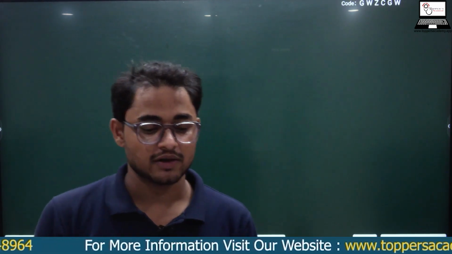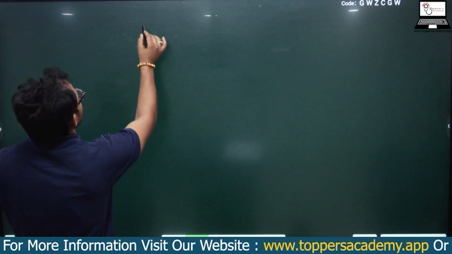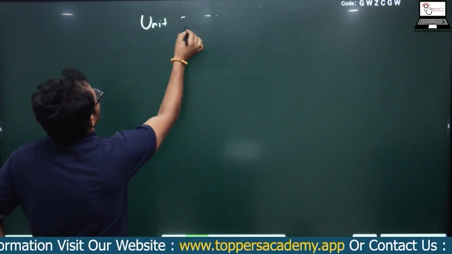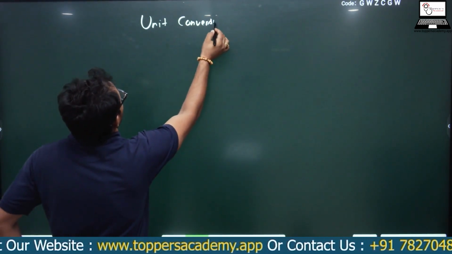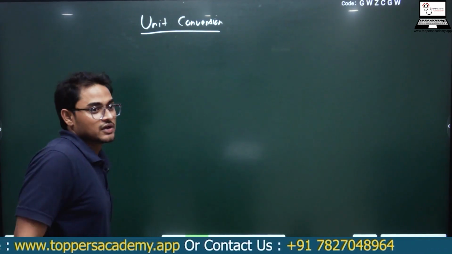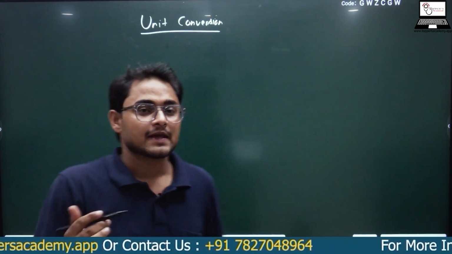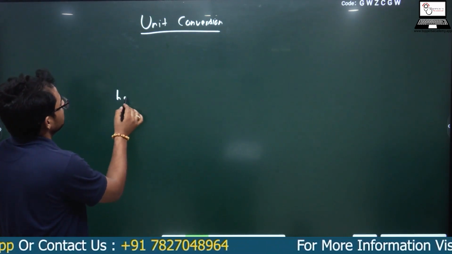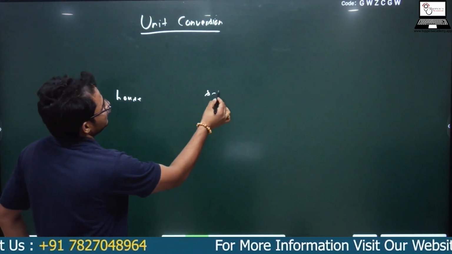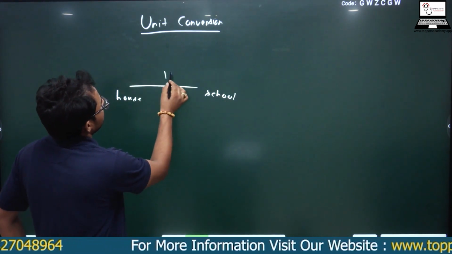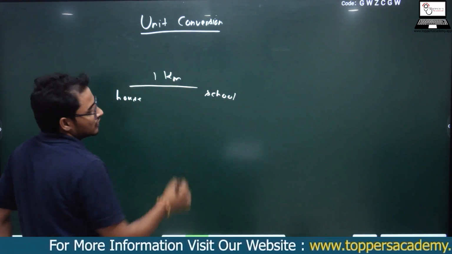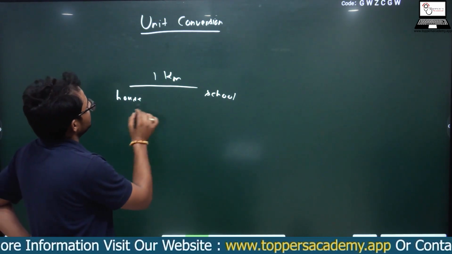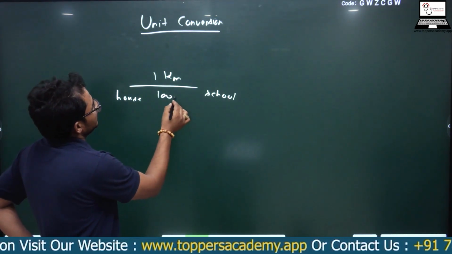Today we are going to deal with a topic that is very important for the numerical portion of physical chemistry or also in physics, that is unit conversion. Unit conversion means how to change one unit to another unit. Suppose the distance between your house and your school is 1 kilometer. One can say that the distance between my school and house is 1000 meter, right?